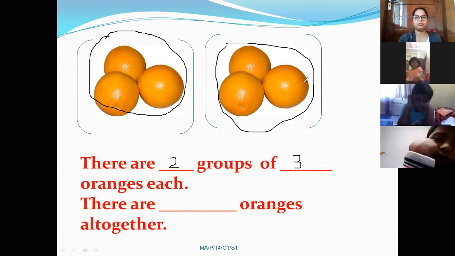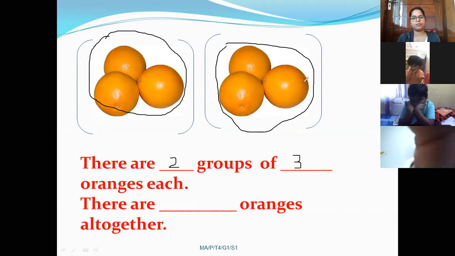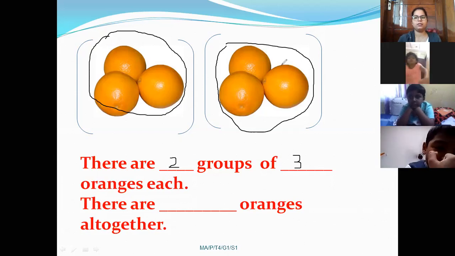Yes, Ketan? We'll write this one, ma'am. Ketan, as I told you, no need to write. I'll tell you when you have to write, okay? Okay, ma'am. Yes, no need to write anything. I'll tell you when you have to write.